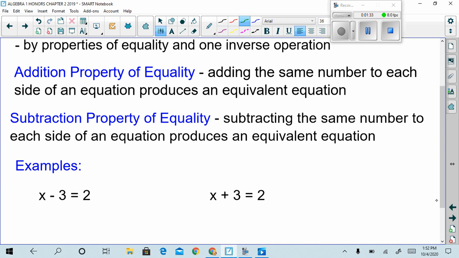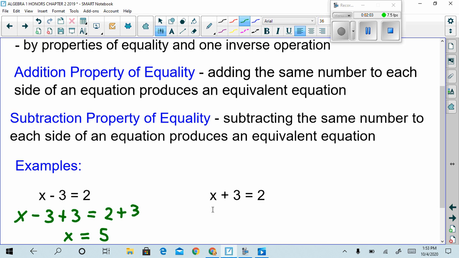Let's take a look at one of each. In this first one, I'm looking at x minus 3 equals 2. It's a subtraction equation, so I am going to add 3 to both sides. By adding 3 to both sides, a number plus its additive inverse will cancel out. And on the right, I just add. We can do a mental check on that. 5 minus 3, it equals 2.